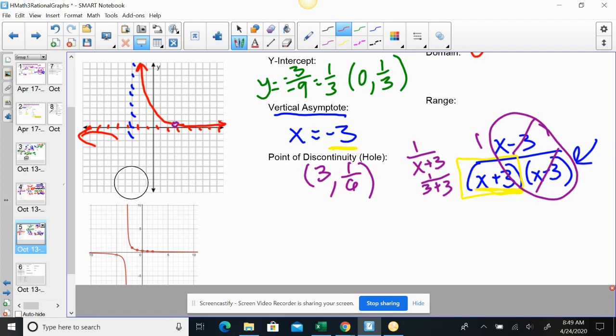And now let's talk about our domain. Oops, I lost that now. Good thing you can see it down there.